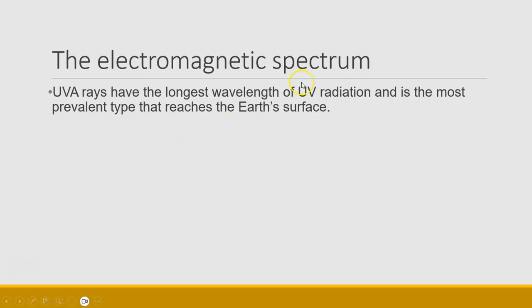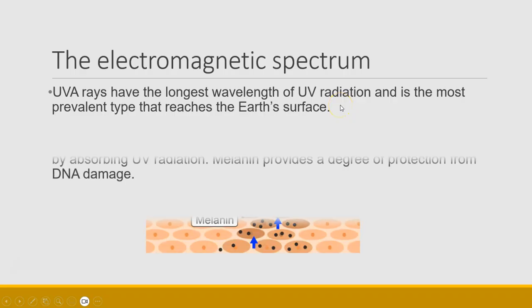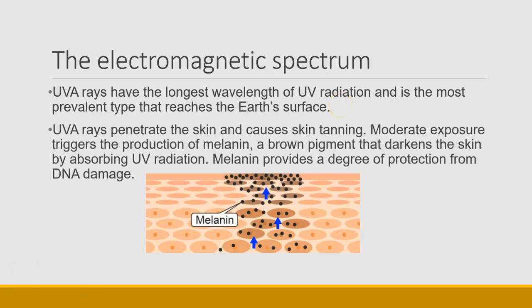UVA rays have the longest wavelength of all UV radiation. It is the most prevalent, or the most common, type that reaches Earth's surface. UVA rays penetrate the skin and they cause tanning. Moderate exposure to UVA triggers the production of melanin. It is a brown pigment that is found in our skin cells. The darker our skin, naturally, the more melanin we have in our skin.